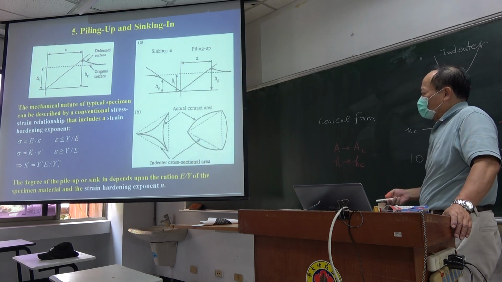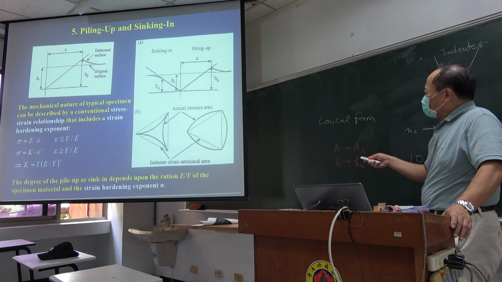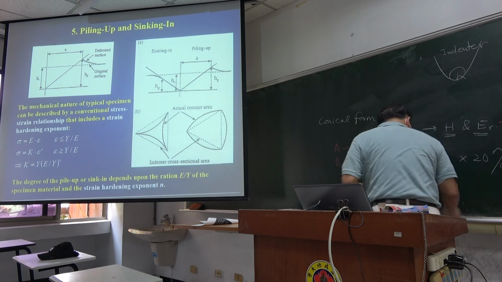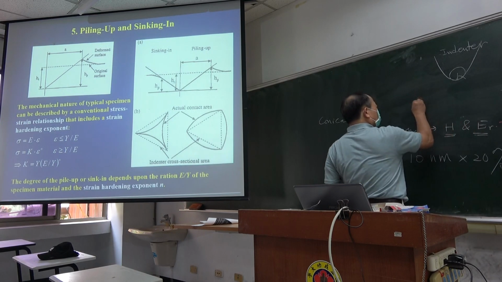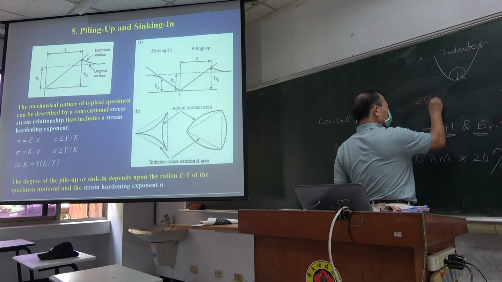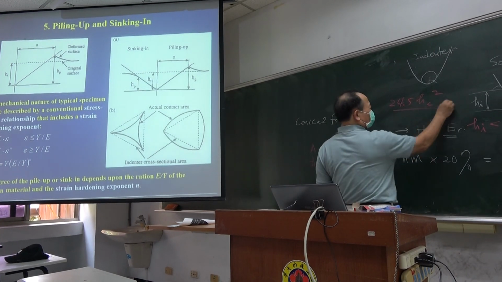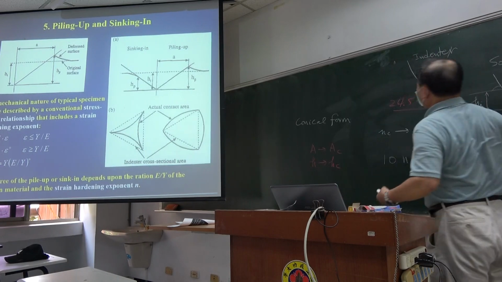So in this case, the ideal case is just 24.5 HC squared. Alright, this is the ideal case. But you have an additional term to modify it.